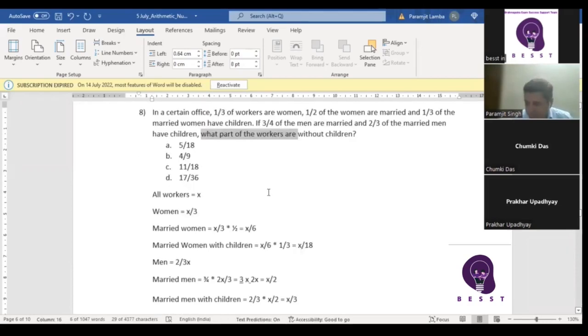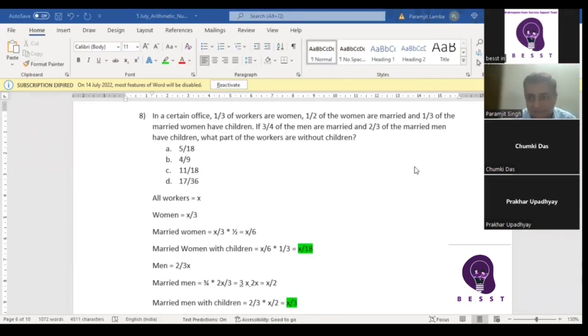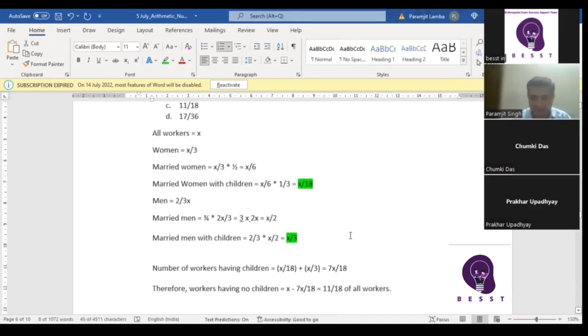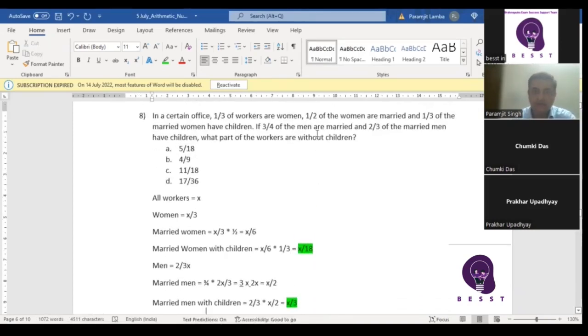What part of workers are without children? Now this is something that you need to note. Workers who are married will have children. So that is what the question is saying. What part of workers are without children? That is what we have to calculate.